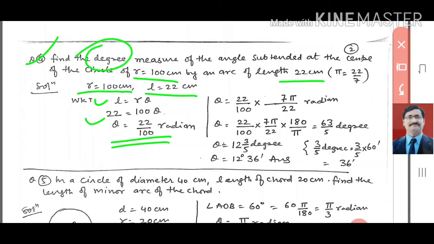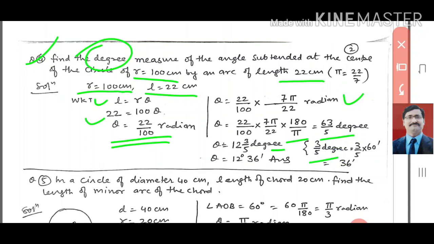So first of all, this radian you have to change into a pi format. For that you multiply by 7 pi by 22, and then for the radian you multiply by 180 by pi. You cancel pi, and 22, and 0, and finally you will get 63 upon 5 degrees, and this you can write in mixed form, that is 12 3 by 5 degrees.